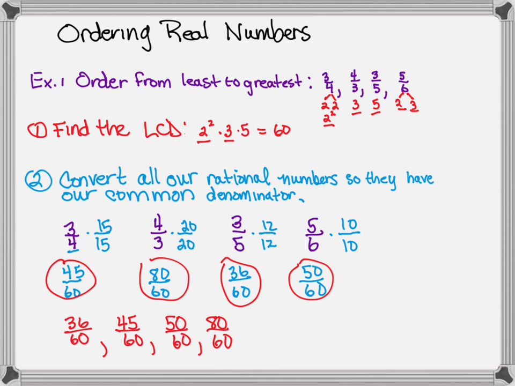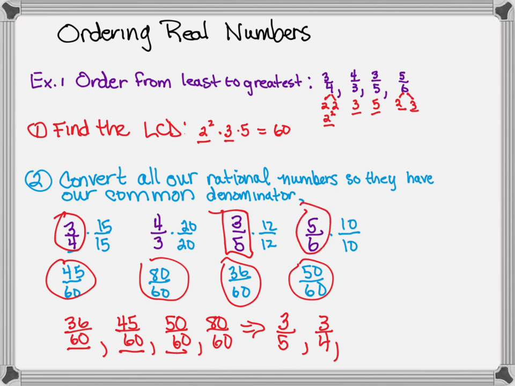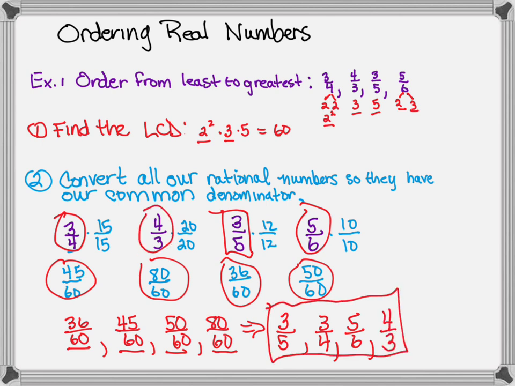But we don't want the converted numbers, we want our original forms of the fractions. So 36 over 60 was equivalent to 3/5. 45 over 60 was equivalent to 3/4. 50 over 60 was equivalent to 5/6. And 80 over 60 was equivalent to 4/3. So now these are ordered from least to greatest.